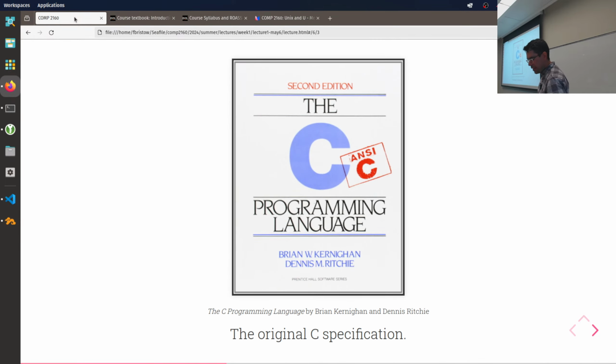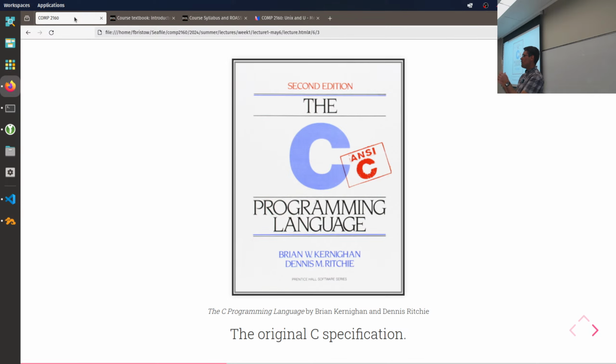The other textbook that's listed is the original C specification. That's this book right here, or this book right here. This is the first edition of the book, and this is the second edition of the book. Please do not buy these books. You can buy these books, but only really used at this point. These are like the original reference manuals for the C programming language that was written in the 1970s and the 1990s. These are not good textbooks.